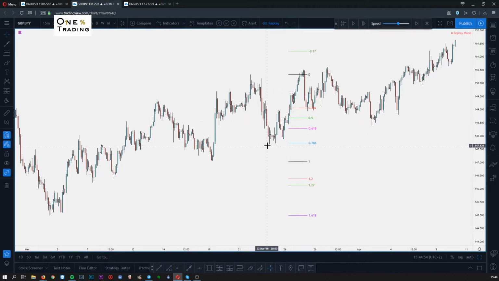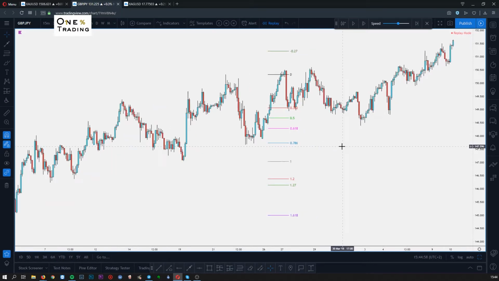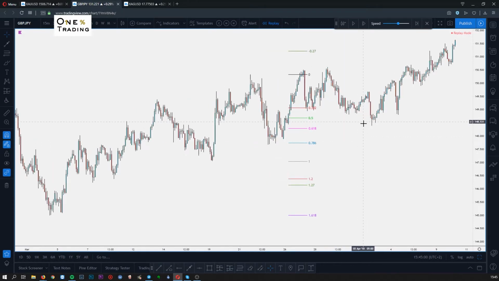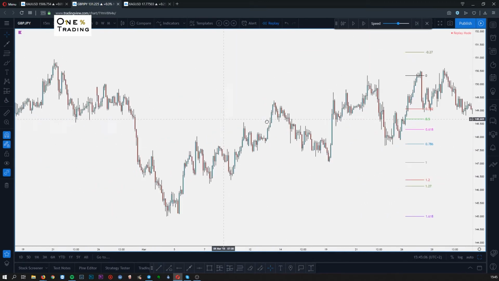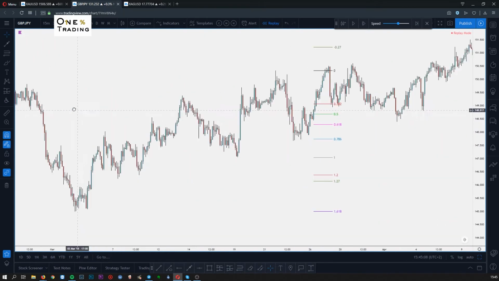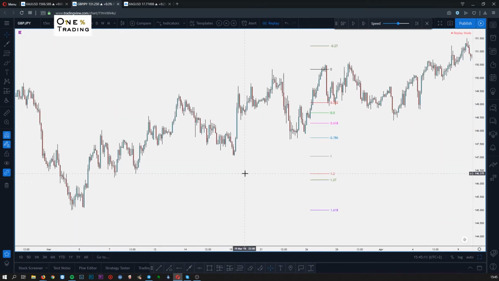What happens? The price drops lower. Now, of course, you can see that this is happening all over the place. If you look, basically everywhere you look, you'll find examples like this. But the truth is, fibs are basically useless. Why? Because they don't tell you anything.